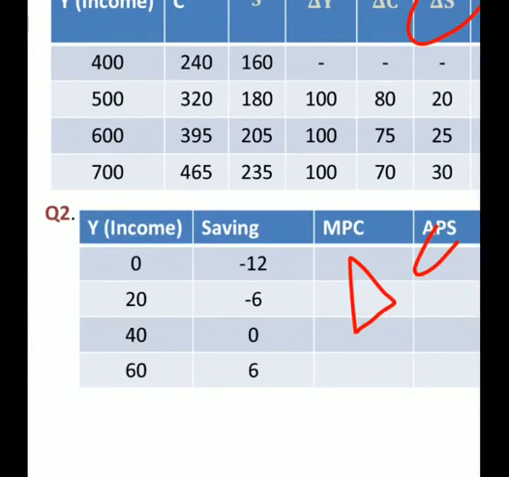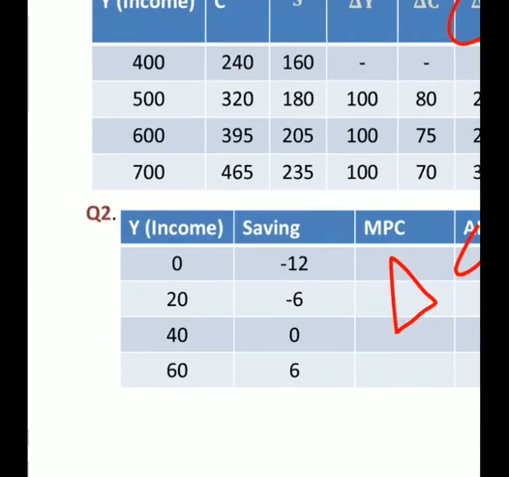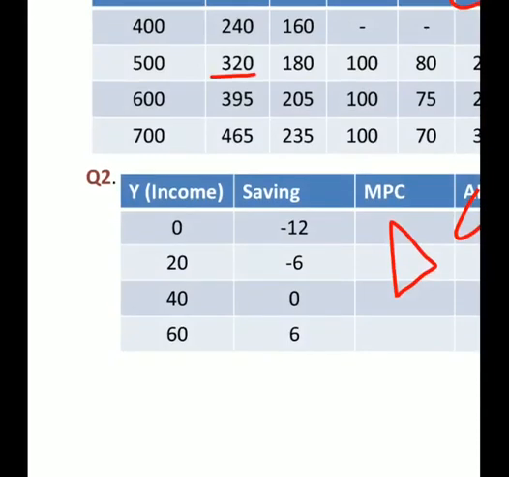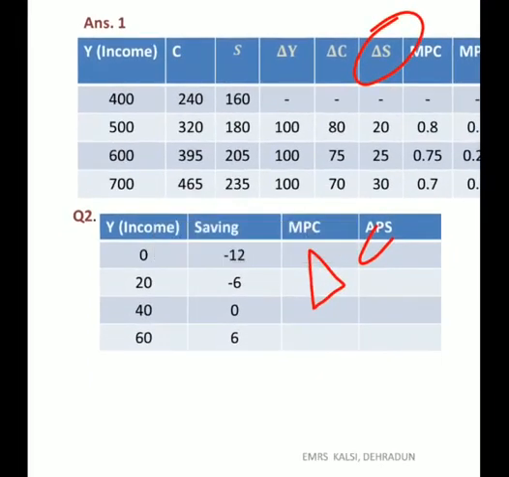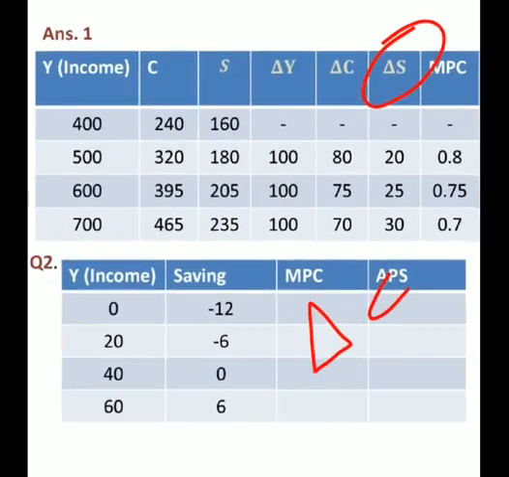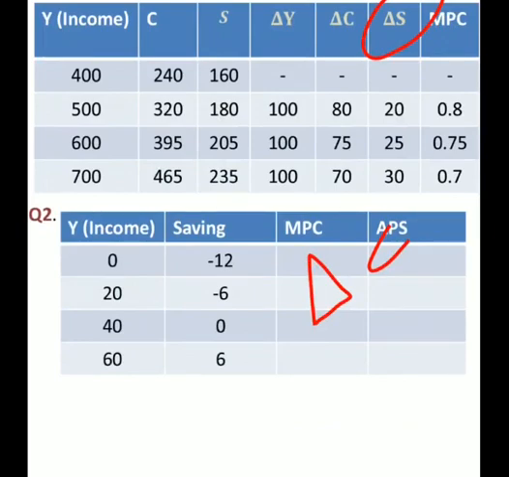Now for the second income, 500 minus 320, what will be the saving? 180. In the same way, we will find savings if savings are not given to us, and if APS and MPS are asked in the question. If it is not asked, then you don't have to find savings. It is not mandatory, but if it is asked in the question to find MPS or APS, then obviously you have to find the savings, and only then can you find the delta S. From savings you can find the delta S. How? The current savings minus the previous savings.